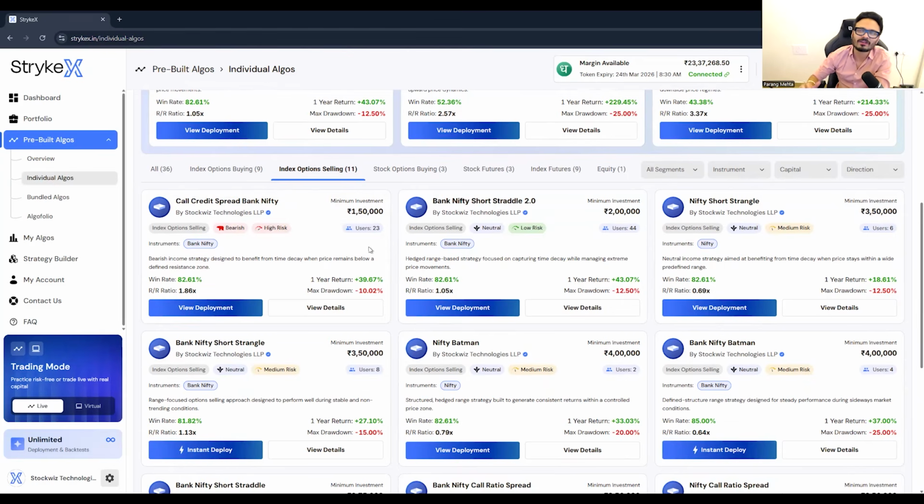Now, each strategy I've explained in detail on what the strategy does. But to simplify it for you, if you are just getting started, go for the Bank Nifty Short Straddle 2.0 or the call credit spread in Bank Nifty. These are the only two strategies that you should be looking at if you are just beginning your journey, right? If you are an advanced trader and you understand the short strangle, the Batman, all of the others, you can go ahead.